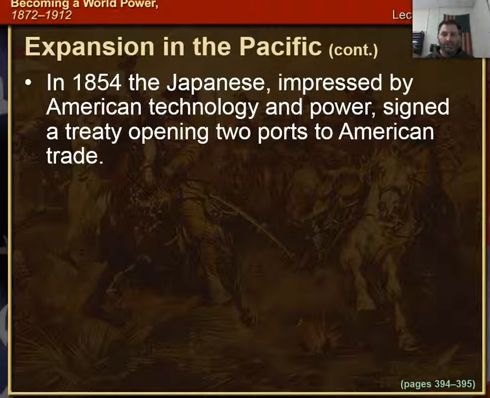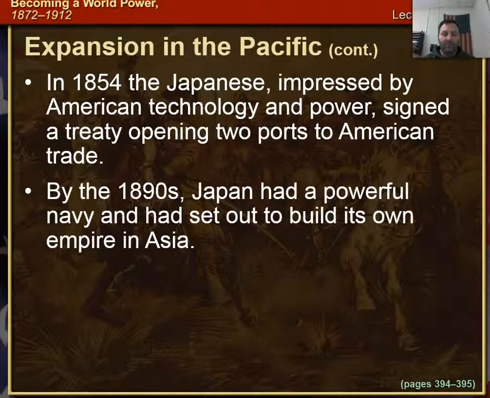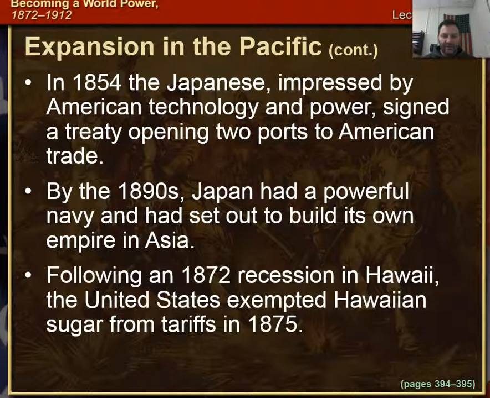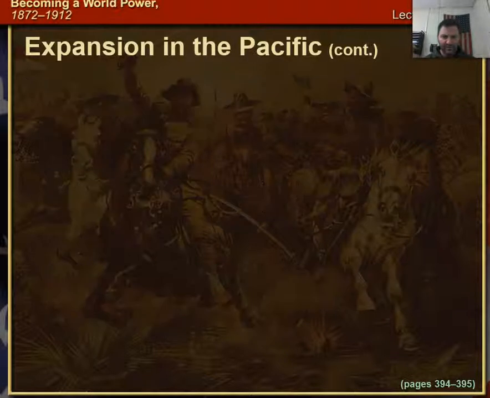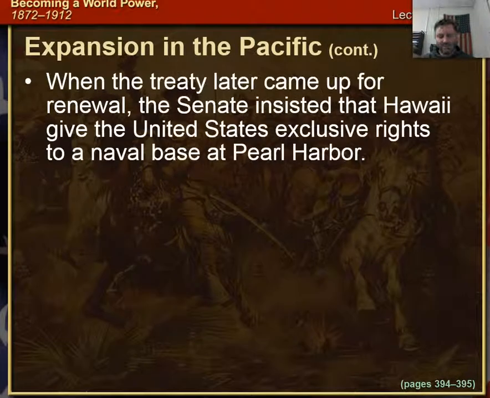It's kind of a misnomer. Matthew Perry basically said, you have to do this. And by the 1890s, Japan had a powerful navy and set out to build its own empire in Asia. So they kind of piggybacked off us a little bit there. And following an 1872 recession in Hawaii, the United States exempted Hawaiian sugar from tariffs in 1875. These are all examples of our expansion into the Pacific.